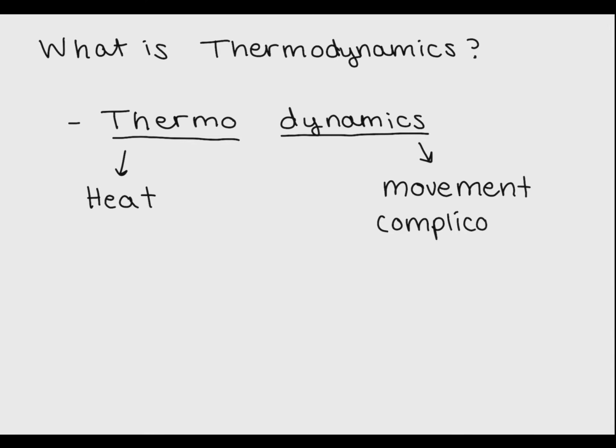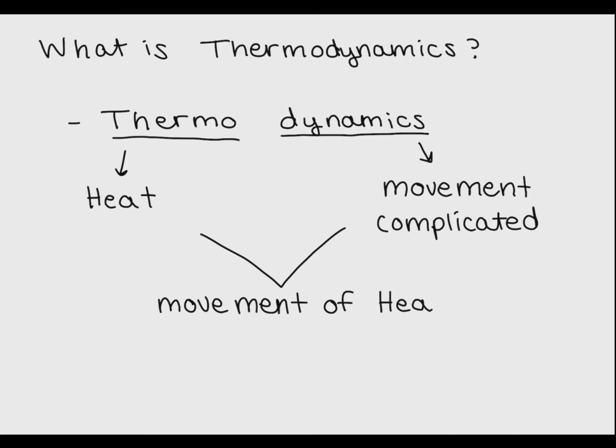Putting these two ideas together, you probably will get something along the lines of the movement of heat in a complicated way. This turns out to be pretty much spot on. Thermodynamics is the study of the movement of energy in the form of heat. This often causes a temperature change, and following this movement of energy can sometimes be a little bit complicated. If this definition seems a little bit hard to understand, it'll probably make a little bit more sense when we talk about energy exchange in the form of heat.